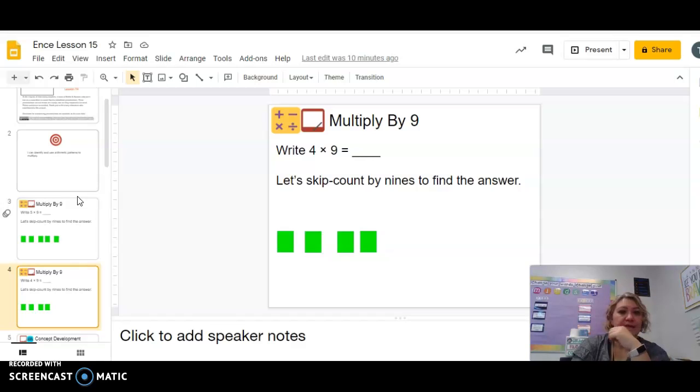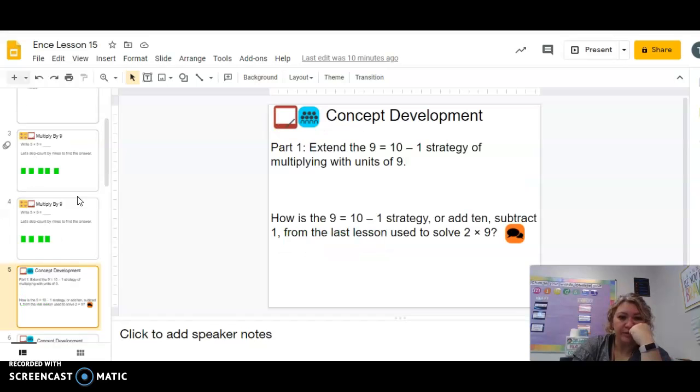Okay, now let's skip count to find the answer to 4 times 9. Okay, here we go. 9, 18, 27, 36. I have 4 fingers, so it is 36. Next, we are going to talk more about the 9 equals 10 minus 1 strategy of multiplying with units of 1.